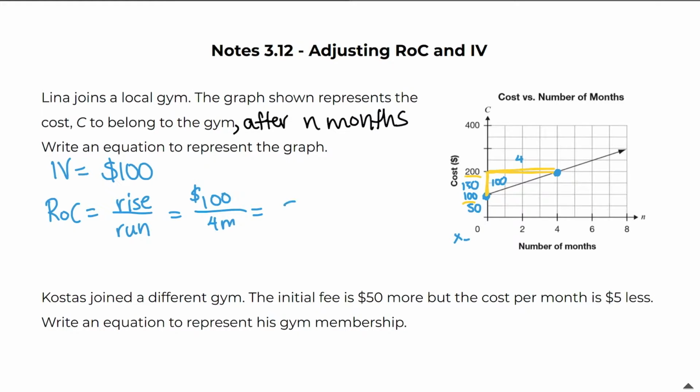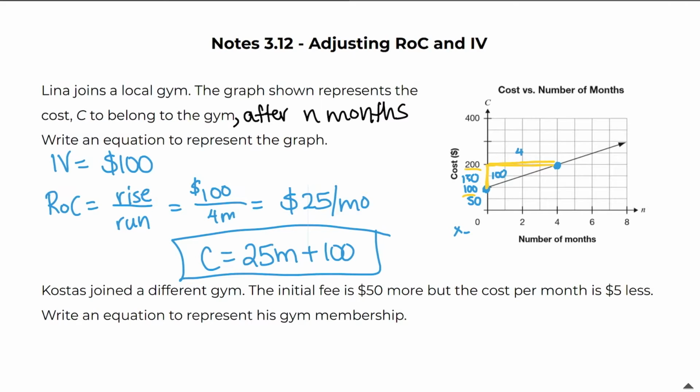So this is telling me that I'm going to be paying $25 per month because 100 divided by 4 is 25. So this right here means that my equation is going to be C equals 25m plus 100.